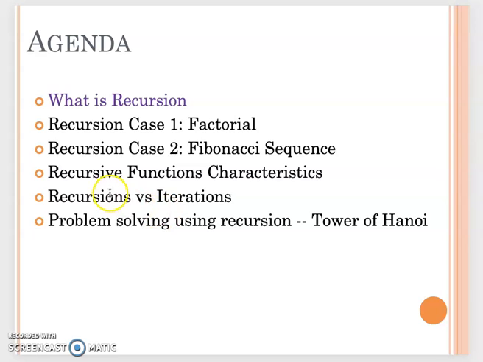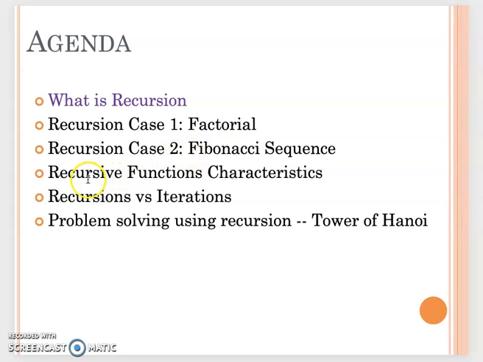So the first thing we will talk about is what is recursion. Then we will give you two cases solved by the recursive function. The first one is factorial. The second one will be the Fibonacci sequence. Then in the lab exercise, I will show you how to use the debug mode in the IDE, which will help you solve problems in future classes.